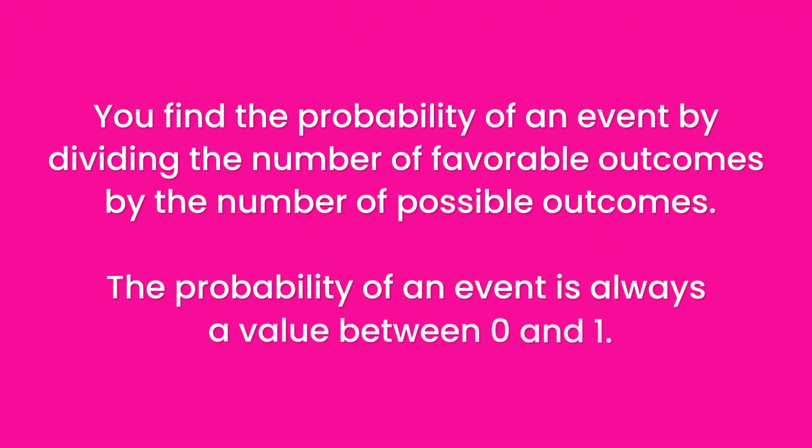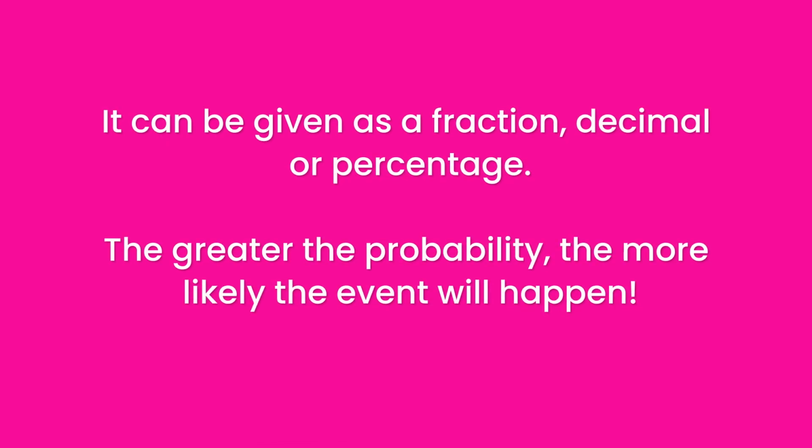You find the probability of an event by dividing the number of favorable outcomes by the number of possible outcomes. The probability of an event is always a value between 0 and 1. It can be given as a fraction, decimal, or percentage. The greater the probability, the more likely the event will happen.